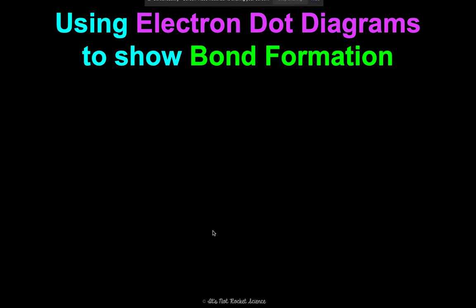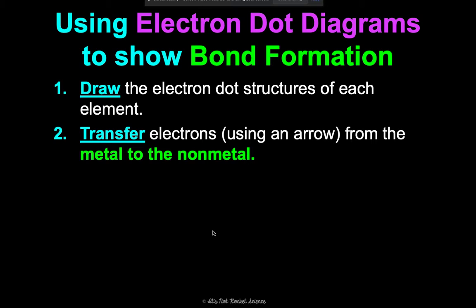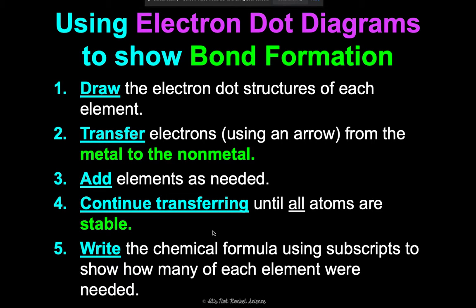So let's start using these electron dot diagrams to show how bonds are formed. First things first, you're going to draw the electron dot structures of each element, and then you're going to transfer those electrons using an arrow from the metal to the non-metal. Then you're going to add elements as needed, and I'll give you an example of this as we practice next week. Then you're going to continue transferring until all atoms are stable, meaning they have 8 valence electrons. Then you're going to write the chemical formula using subscripts to show how many of each element were needed.